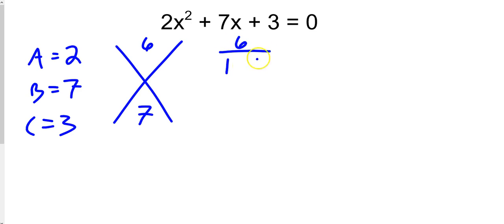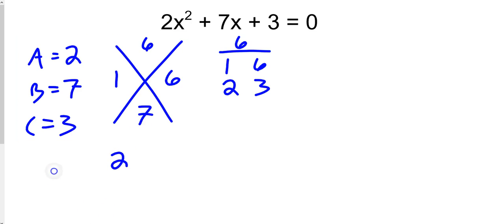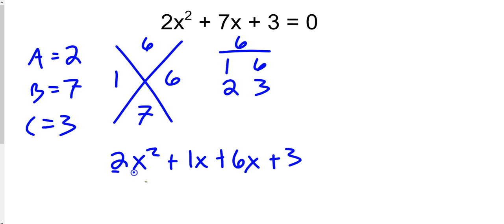So factors of 6 are 1 and 6, 2 and 3. The only way I'm going to get a 7 is with a positive 1 and a positive 6. So here, completing out the rest of my AC method: 2x squared plus 1x plus 6x plus 3. Remember, when you do the AC method, the beginning and the end stay the same. So the 2x squared stayed, the 3 stayed, and the 2 middle pieces came from playing the x games.